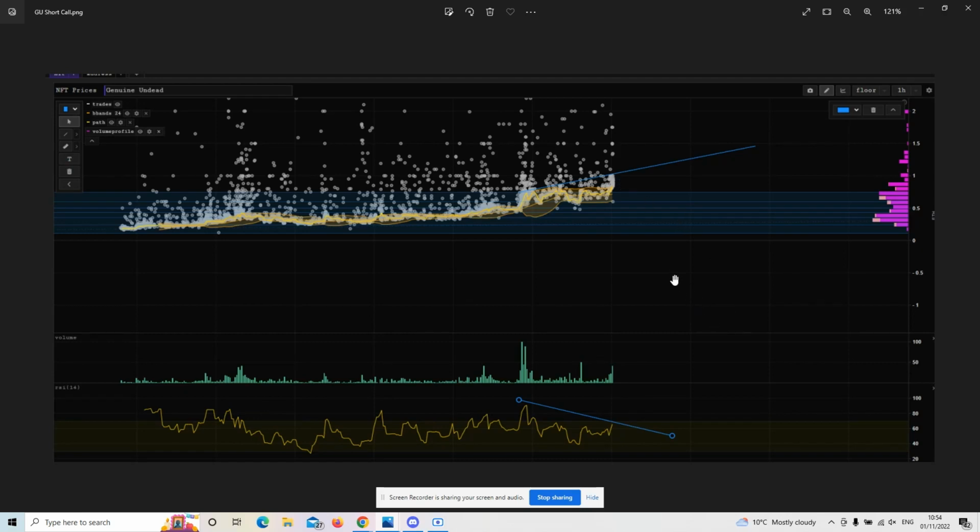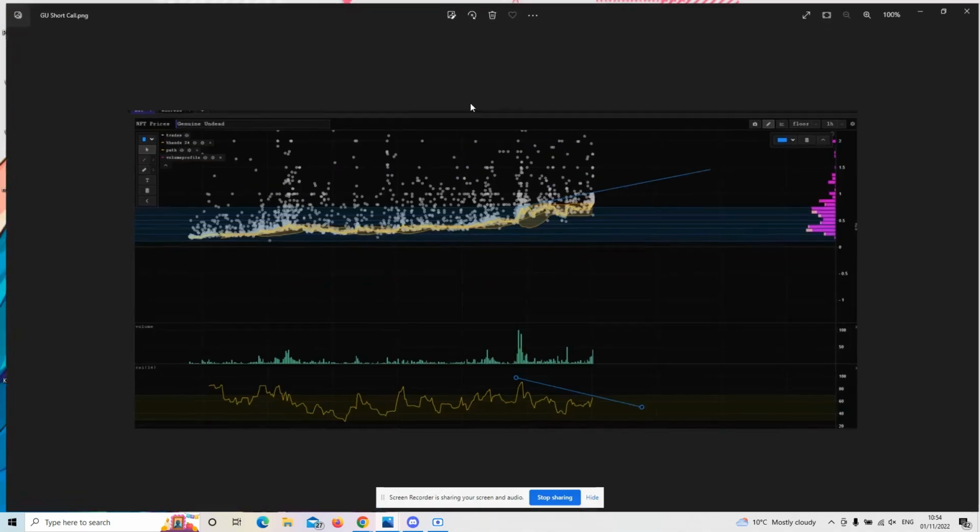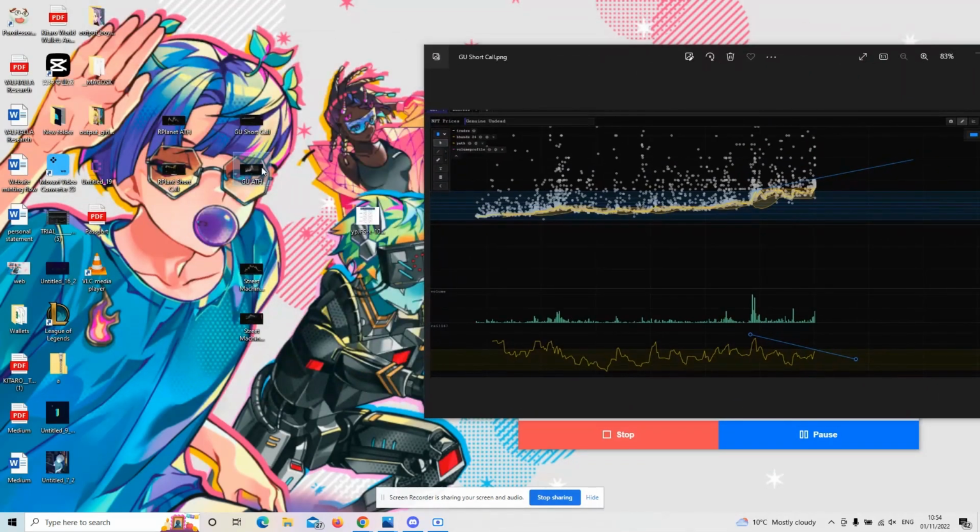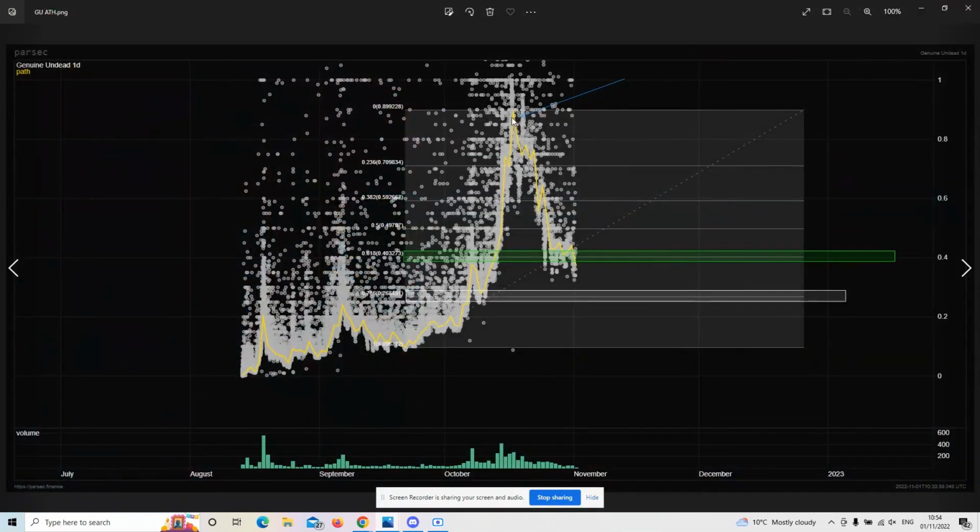I made a ping for everyone in my alpha servers to tell them, if you still have a Genuine Undead, now is probably time to sell it. Consequentially, you can actually see that Genuine Undead peaked at 1 ETH and never went higher. So this is just one example of a bearish divergence.